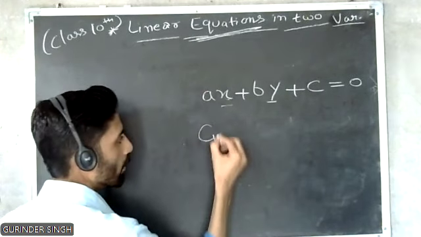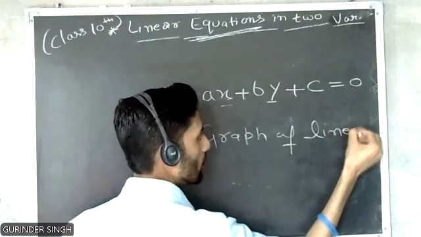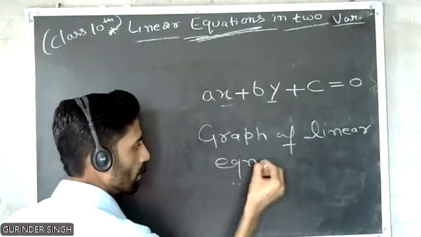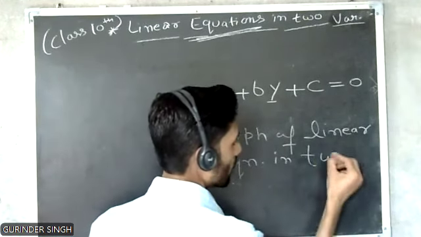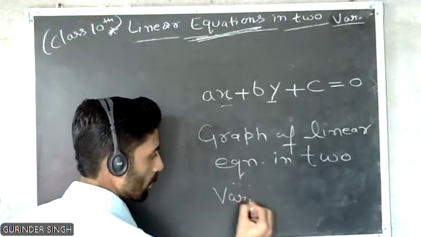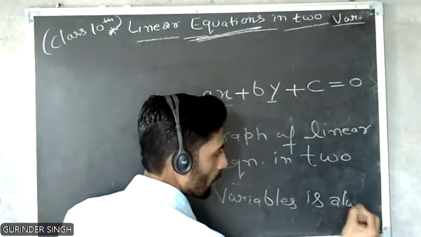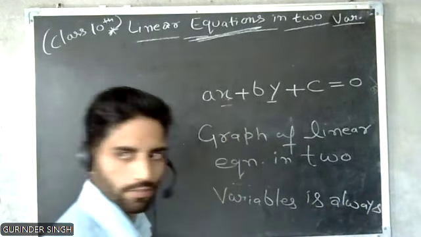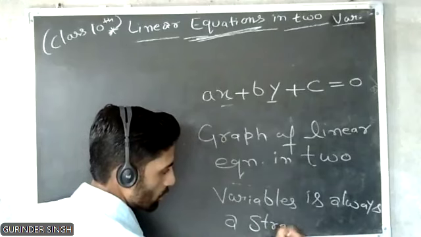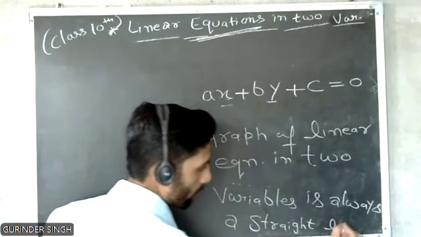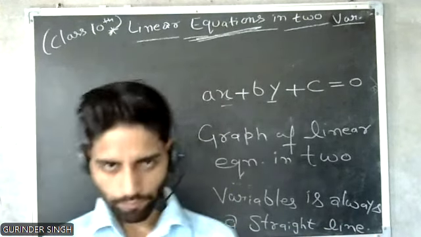So you can write here: graph of linear equations in two variables is always a straight line. And I'll tell you why. Why is that?